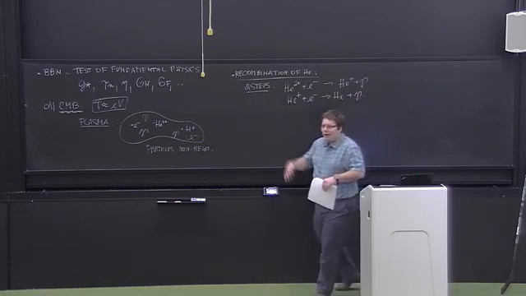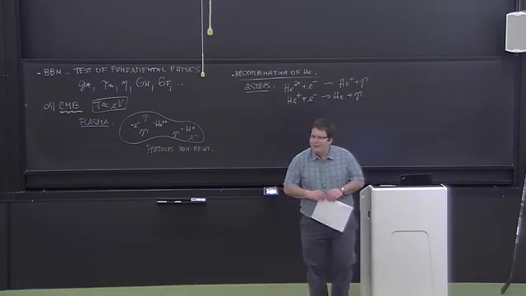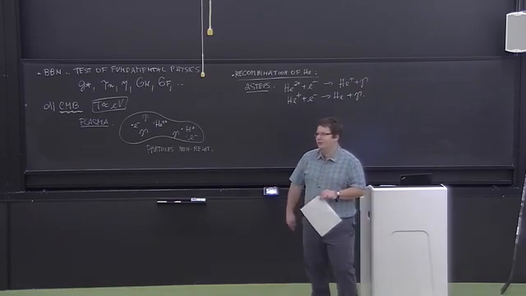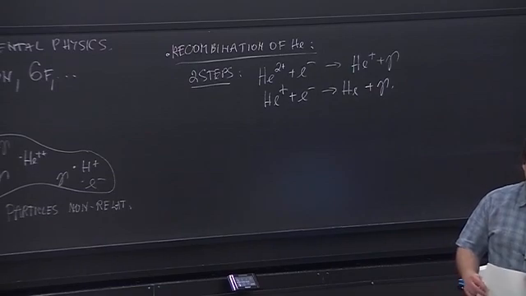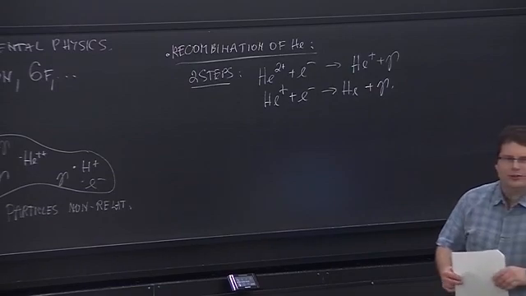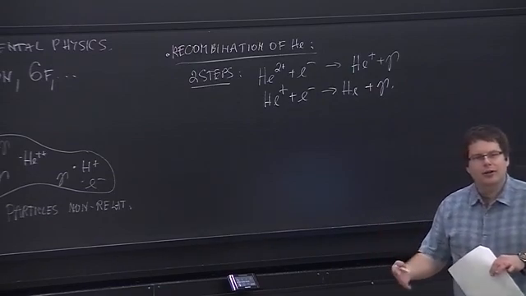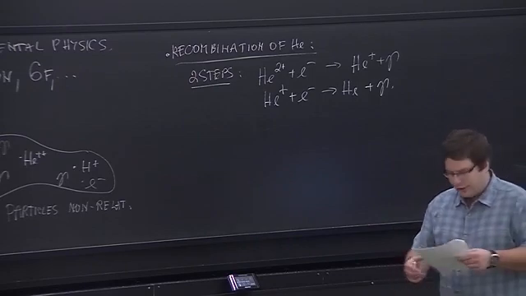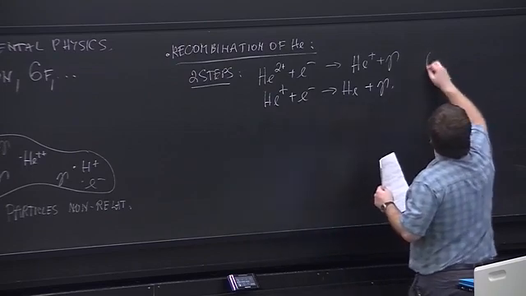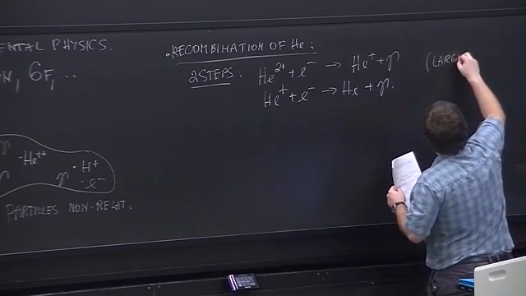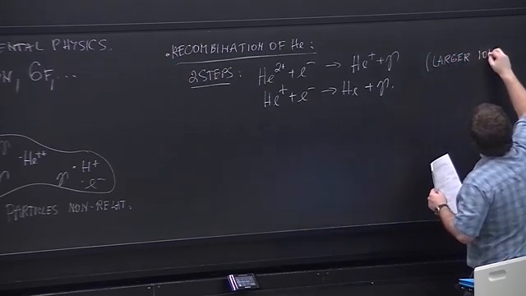So does anybody know why helium becomes neutral before the hydrogen becomes neutral? What do you think? Because the ionization potential is bigger than for hydrogen. So, larger ionization potential.